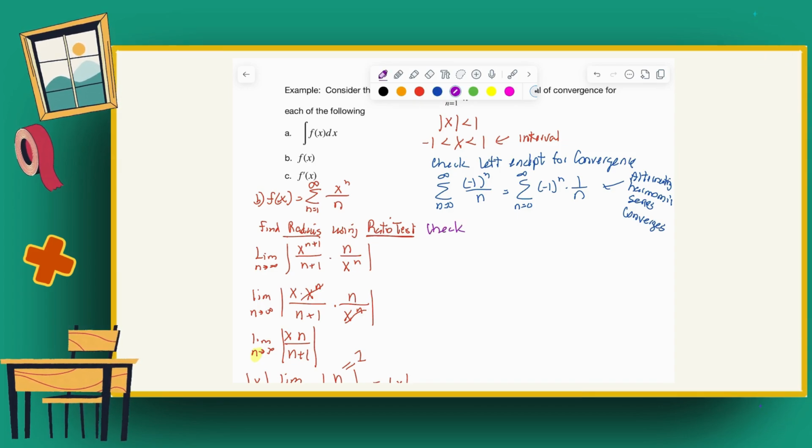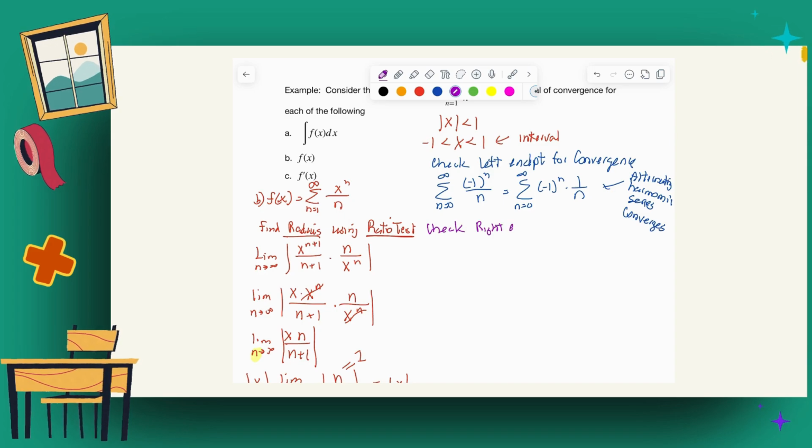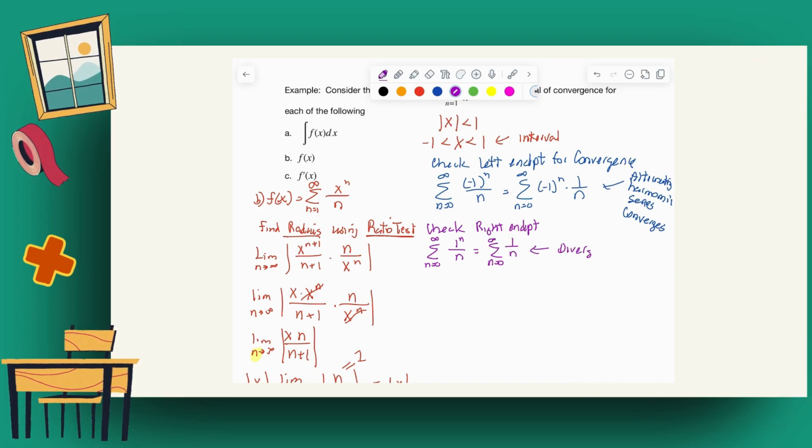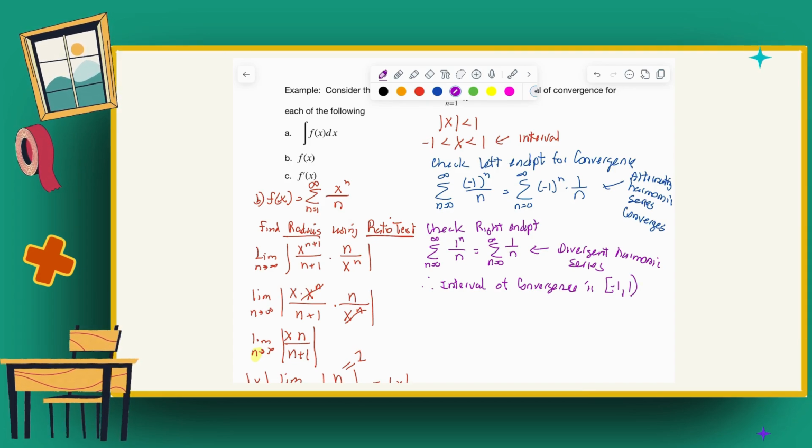So now let's check the right endpoint to see if it converges or diverges. And I'm going to do that by taking my summation and replacing our x with 1. And that gives us a summation of n equals 1 to infinity of 1 over n, which is a harmonic series, and the harmonic series diverges. So our interval of convergence for f of x is bracket -1, comma, 1 parentheses.